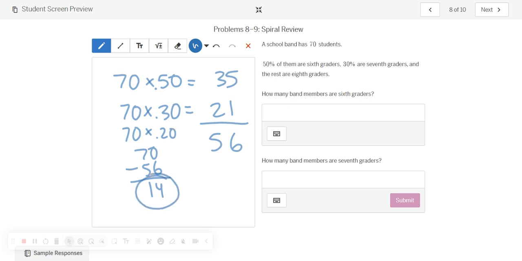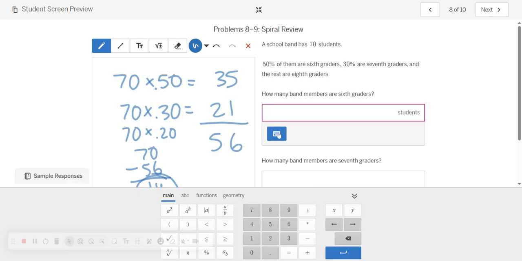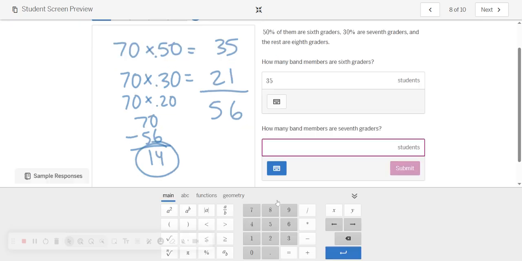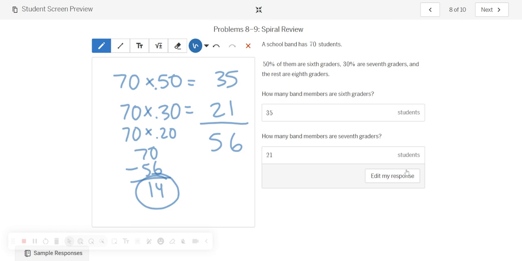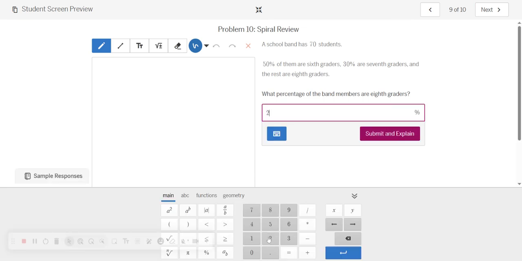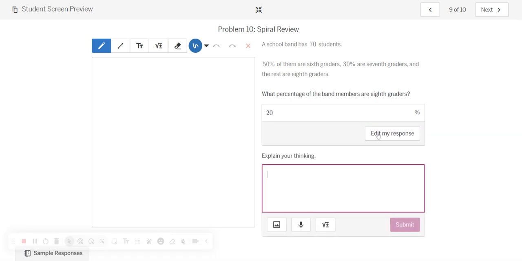And so, well, wait, how many band members? I did way too much work. 35 are sixth graders. I got in a run, and I'm like, oh, this is the question they're probably asking. Let me do, how many are seventh graders? 21. Submit. And then what percentage of our eighth graders? Oops, come on. 20% of those. Submit and explain.